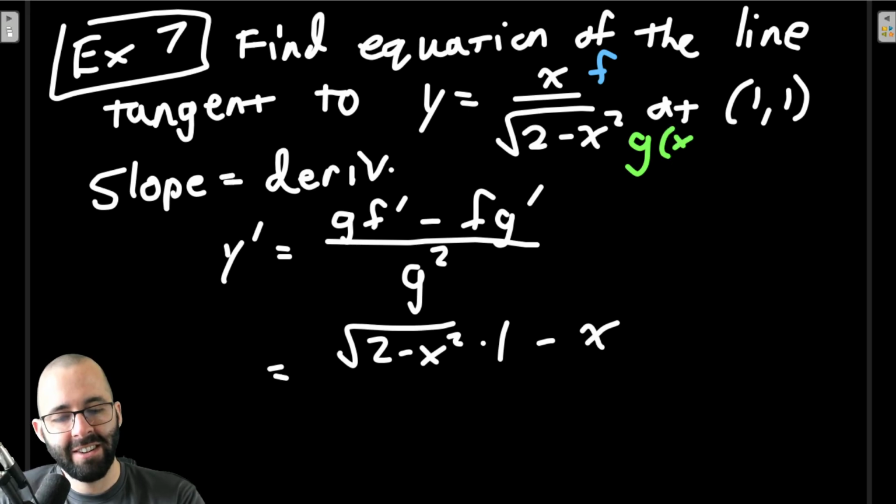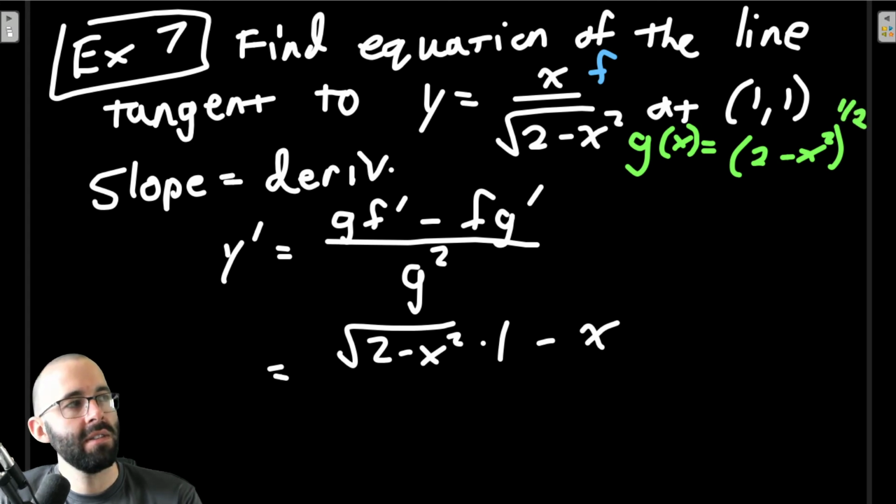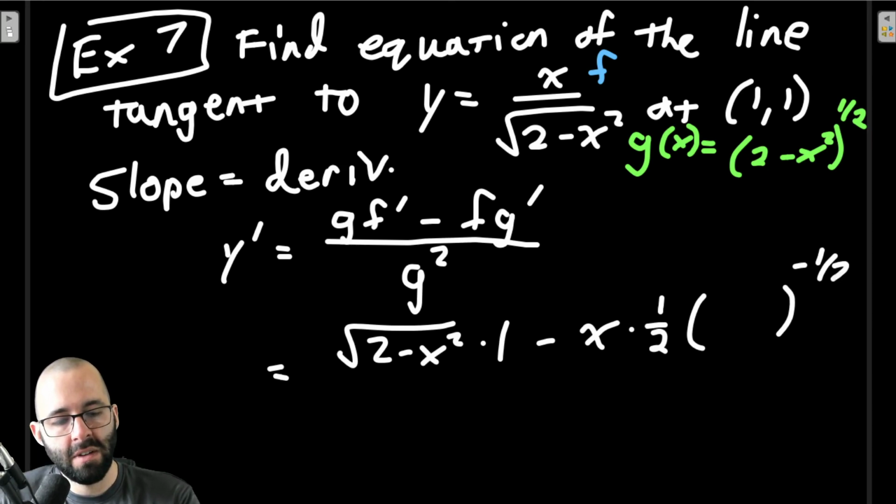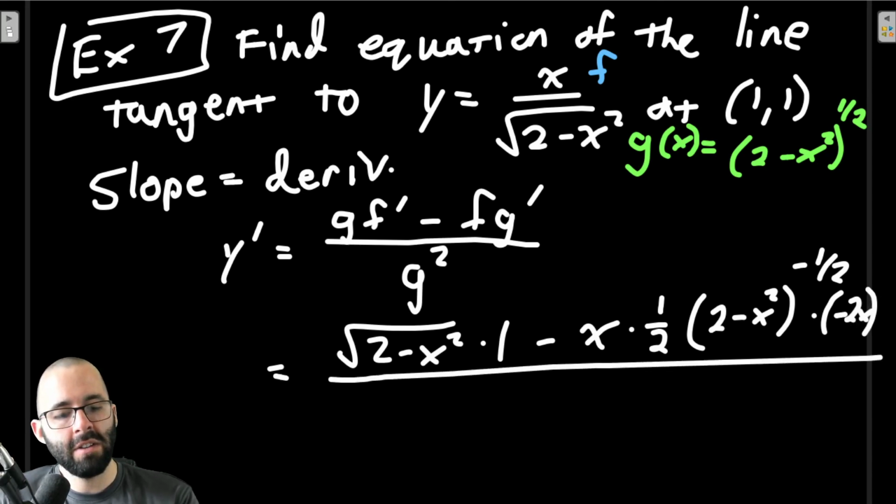derivative of g is a little harder, right? G of x, you can write this as 2 minus x squared to the 1/2 power. And now we can use the generalized power rule, aka the chain rule, on this. Derivative of that g function, right? Bring the exponent down, subtract an exponent, leave the inside the same, and multiply by the derivative of the inside, negative 2x. All divided by the bottom function squared.